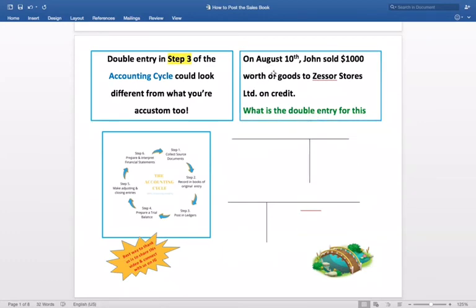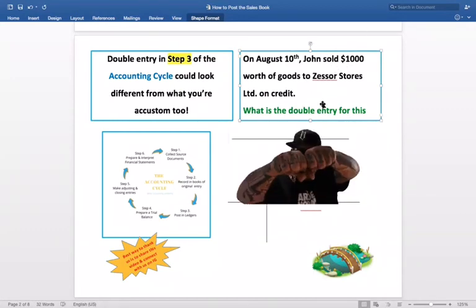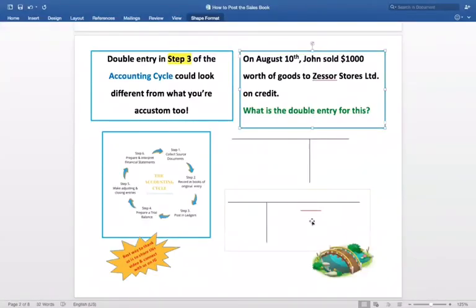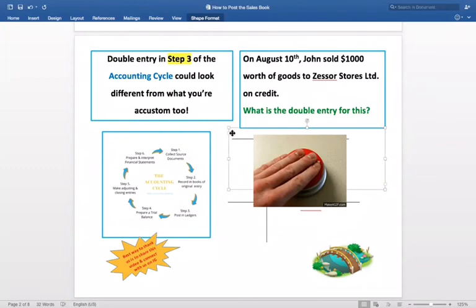Okay, so the question says, on August 10th, John sold $1,000 worth of goods to Zessa Stores Limited on credit. What is the double entry for this transaction? So you probably say, Miss Beth, I can't do that. That's like simple. All right, so let's do it.